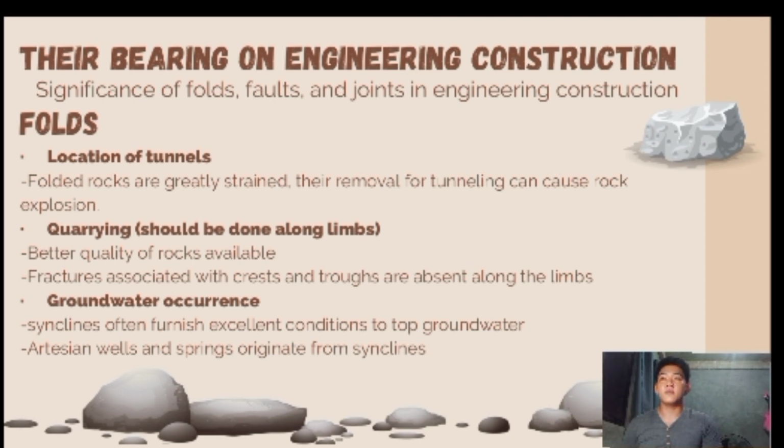In quarrying, better quality of rocks is available. Fractures associated with crests and troughs are absent along the limbs, so quarrying should be done along the limbs. Groundwater occurrence. Synclines often furnish excellent conditions to tap groundwater. Artesian wells and springs originate from synclines. Fractures that are present can act as channels for groundwater movement.